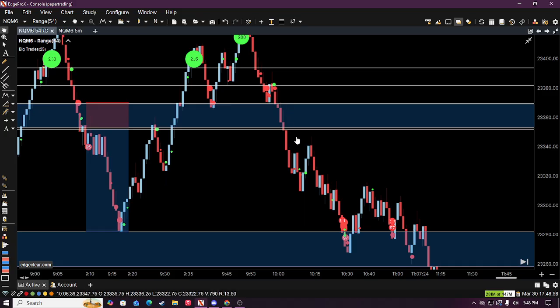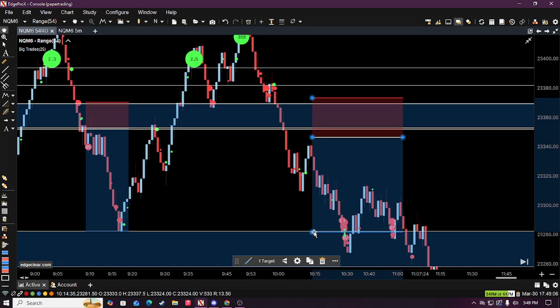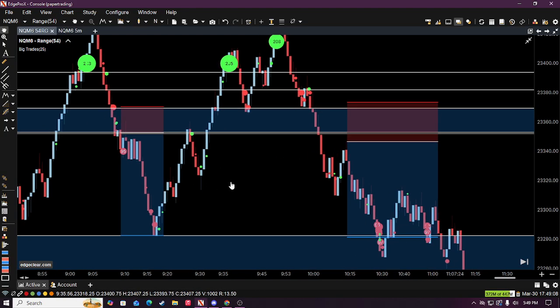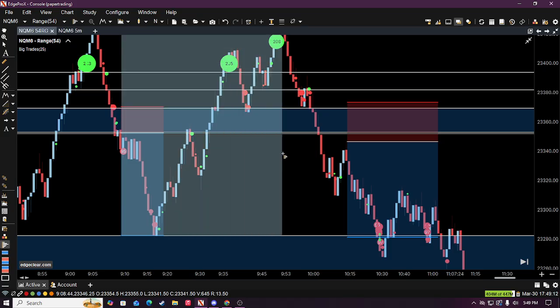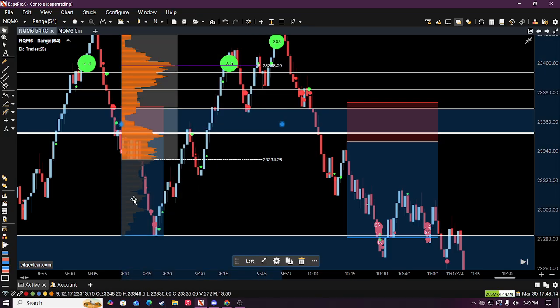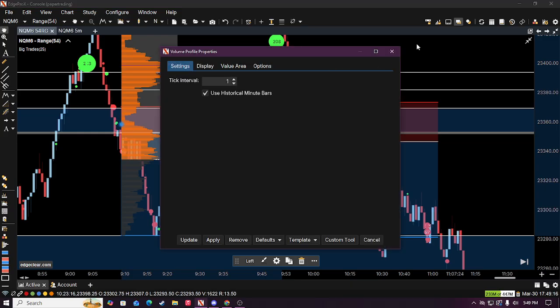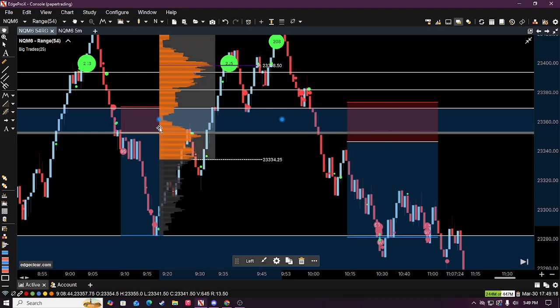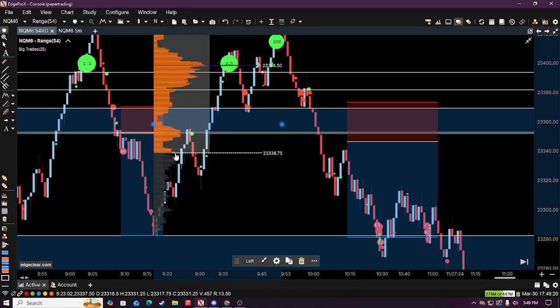I didn't take this one. I could have, but I already exited the charts. And again, same setup. We have a retest. If you see the dealing range, not from here, but from here. Yeah, it was a low volume node here.